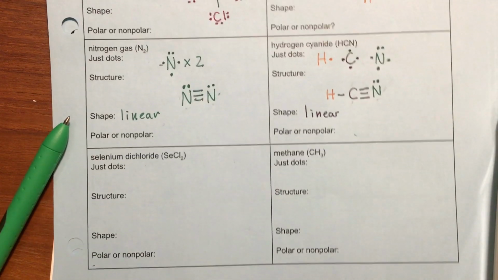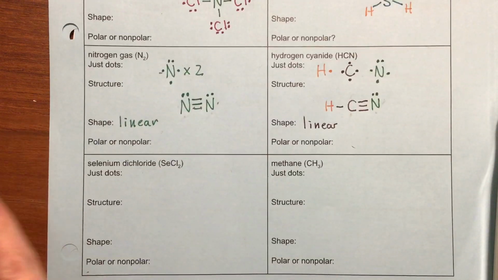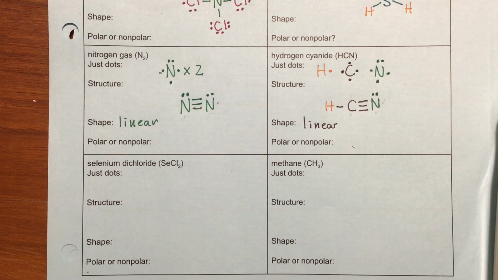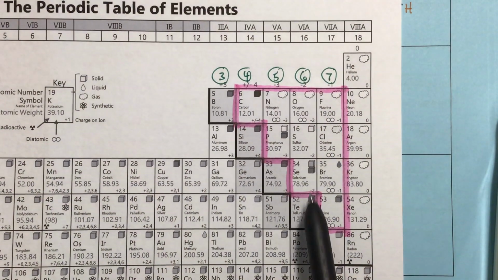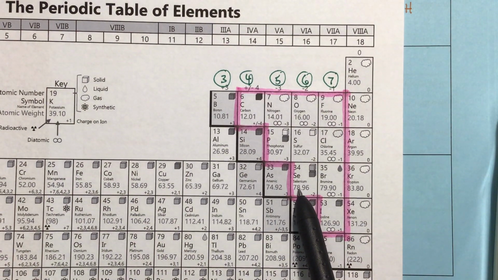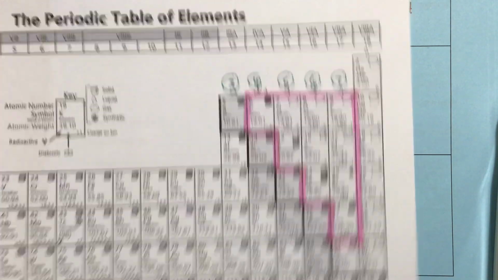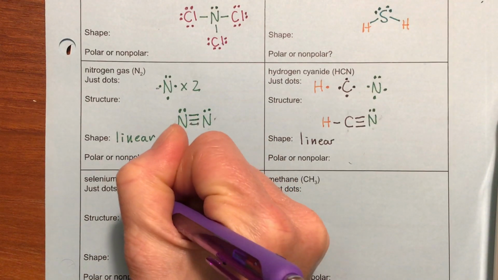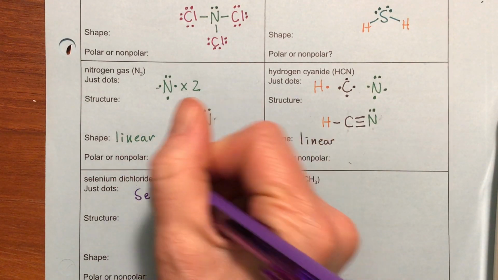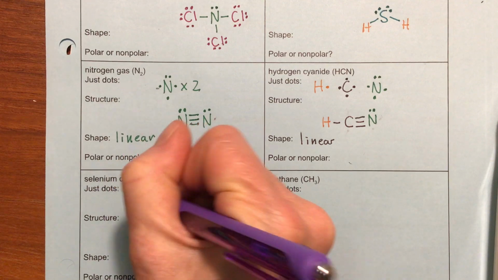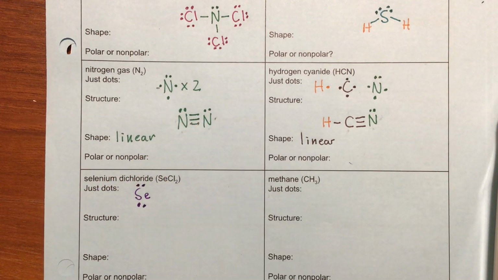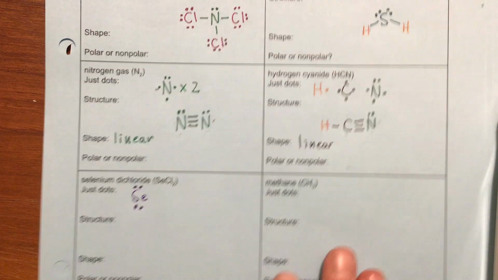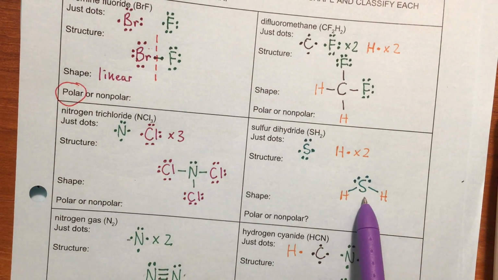Okay, moving on to selenium chloride. Okay, so selenium is one that we don't do very often. We'll look that up. It is in the 6th column, just like sulfur and oxygen. So it is going to get 6 electrons. And we'll draw that here in purple, selenium. And I'm going to put that here. I think I know where we're headed with this. I think it's going to look a lot like the sulfur dihydride that we made.